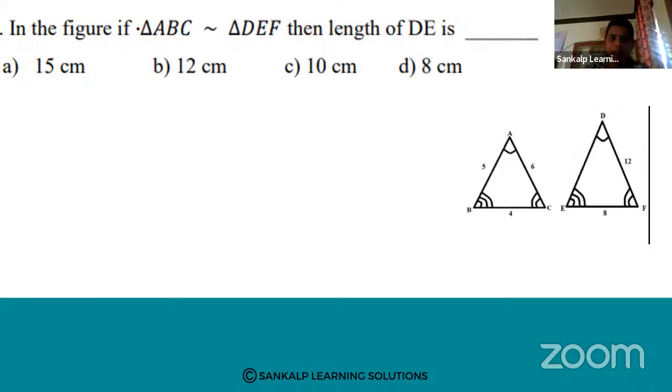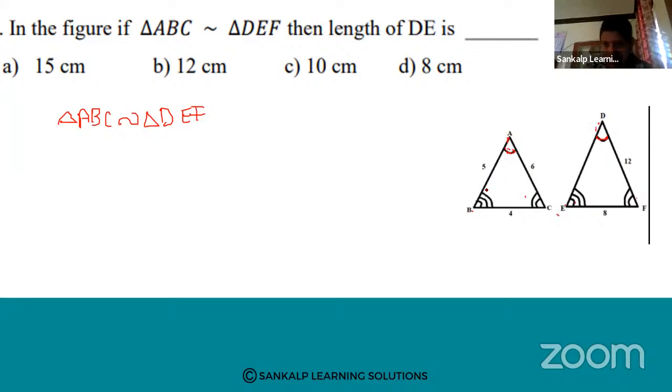Now, in the figure, if triangle ABC is similar to triangle DEF, then the length of DE. They have given. Yes, okay. Triangle ABC is similar to triangle DEF. Then the length of DE. Where is DE? DE is here. So this angle is corresponding with this angle and this is corresponding with this angle and this is corresponding with this angle. Okay.